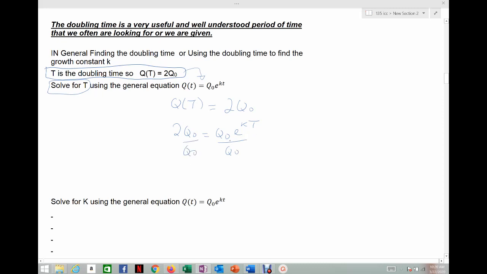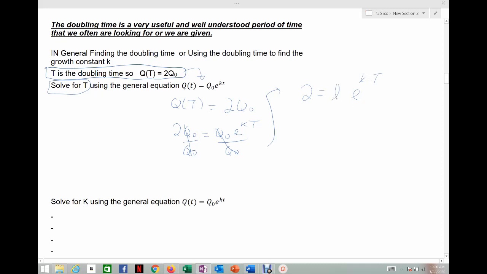And what's nice about this is it's always going to happen. So it doesn't matter what my initial amount is. These two things will always reduce. And so on this side, I'm going to be left with 2. And on the other side, I'm going to be left with e raised to the k times my doubling time. All right, remember, the next step is I got rid of e.